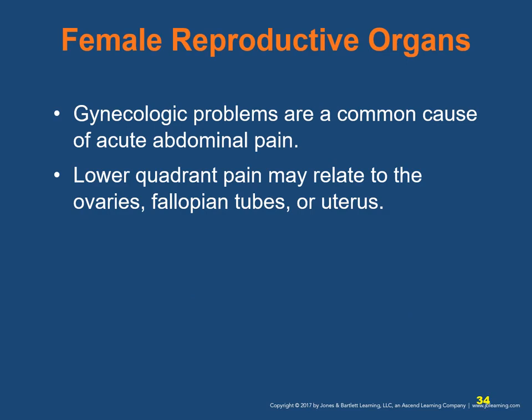Now let's talk about the gynecologic problems that are a common cause of acute abdominal pain. Lower quadrant pain may relate to the ovaries, fallopian tubes, or uterus.